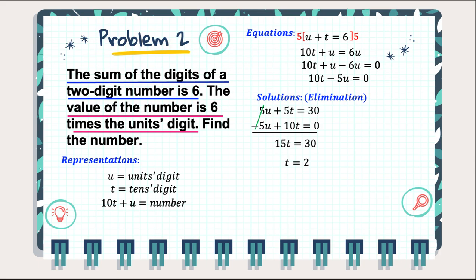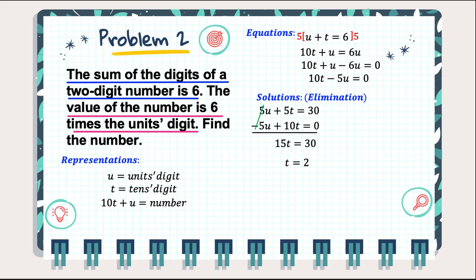Again, the value of the units digit and the tens digit must be a one-digit number. Because if we have a two-digit number for the tens or for the units digit, definitely our answer will be wrong because we are just looking for a two-digit number. So therefore, your units digit and your tens digit must be a one-digit number. Remember that one.